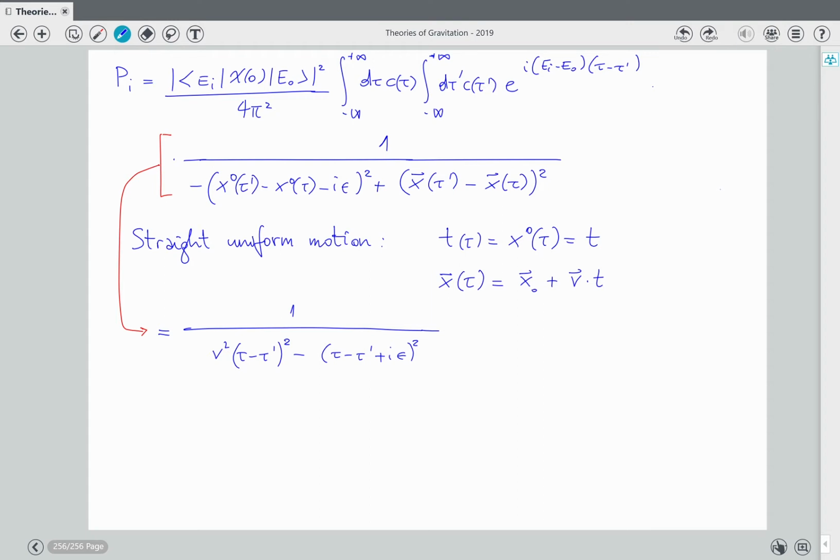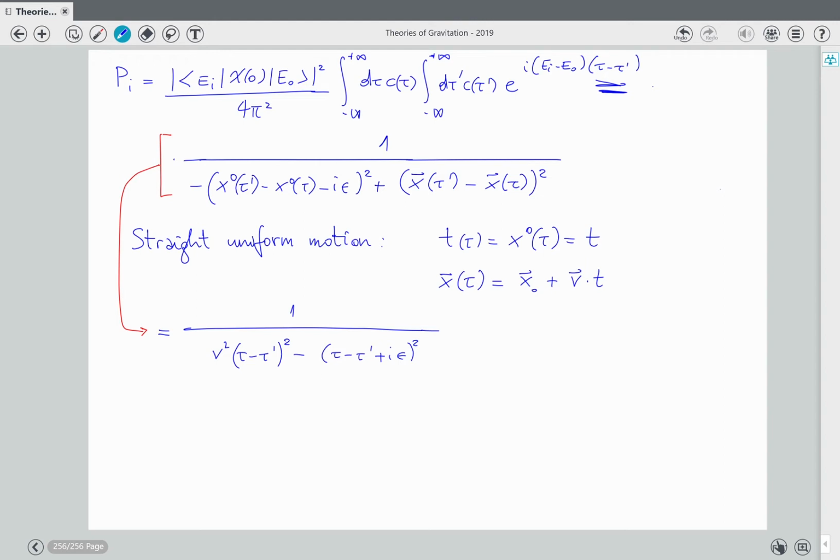Basically, the calculation is an application of the residue theorem, because now we have an integral of a complex function. There are two integrals, but actually there is only one integral. You see, the integrand only depends on the difference. So it's true that there are two integrals, but that's precisely why we introduced this switch function.